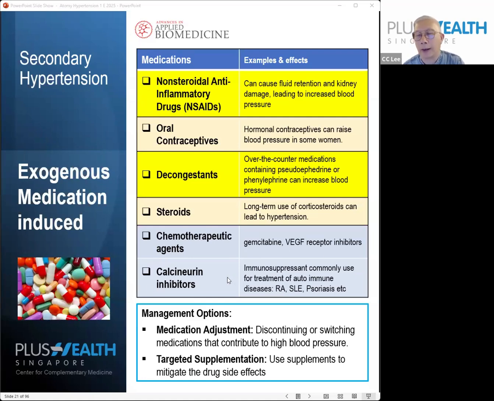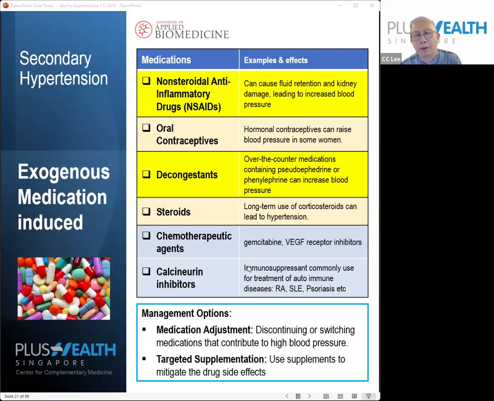And also some other immunosuppression medication can also cause hypertension. So the treatment for this: for steroids and oral contraceptives, if you are suffering from hypertension because of this medication, you can ask for your doctor's advice on whether you can discontinue or switch to a medication that doesn't contribute to your high blood pressure, right?